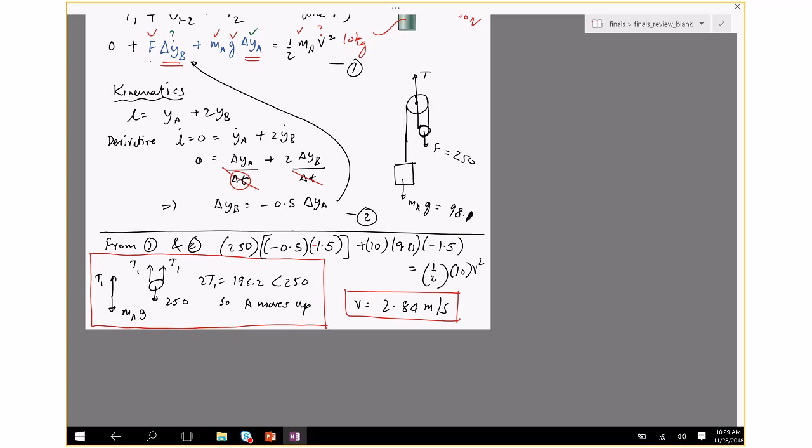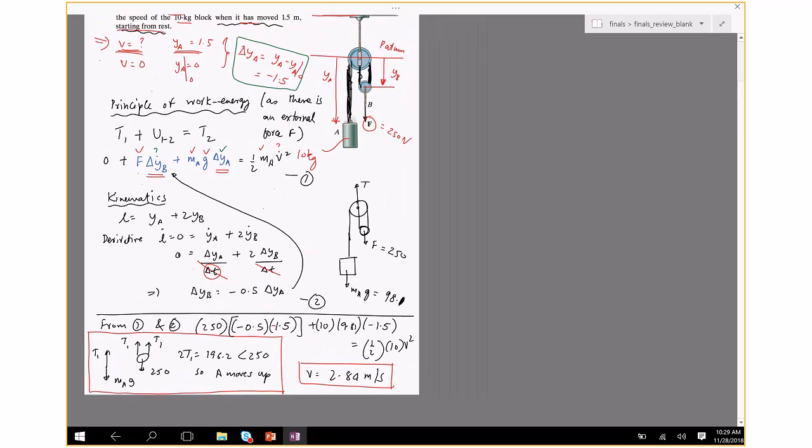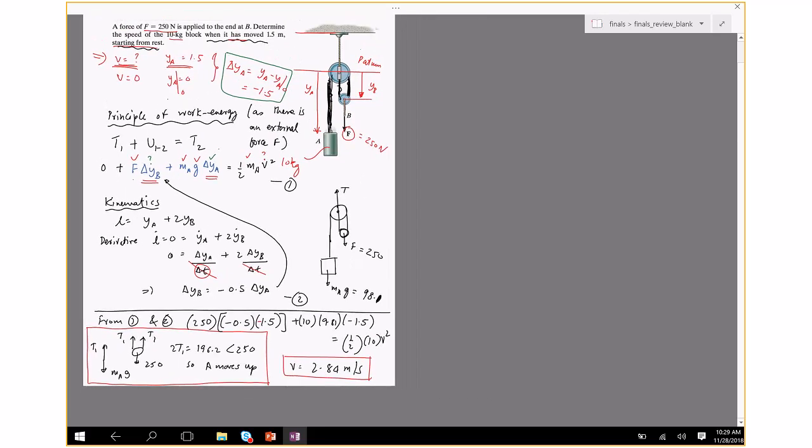Okay, so there are a lot of things going on in this question. If you think of it, we use work energy, we had to do kinematics, and then we also had to do sort of dynamic F equals ma analysis to figure out the direction. By the way, you could totally solve this problem without invoking work energy.